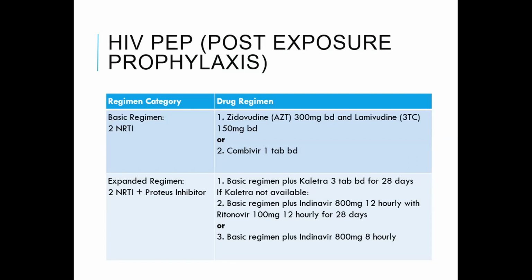The basic drug regime usually consists of zidovudine 300 mg BD and lamivudine 150 mg BD, or Combivir 1 tablet BD. If it's an expanded regime, usually it is the basic regime plus Kaletra 3 tablets BD for 28 days. And if Kaletra is not available, usually plus indinavir 800 mg BD and ritonavir 100 mg BD for 28 days, or the basic regime plus indinavir 800 mg BD.